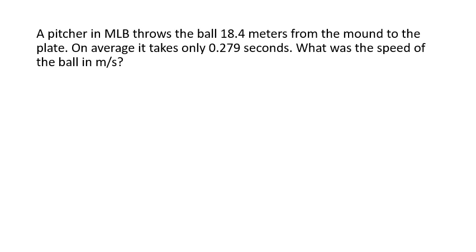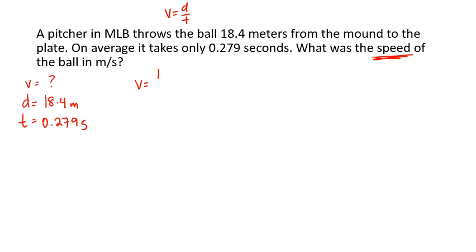Question number 4. A pitcher in MLB, Major League Baseball, throws the ball 18.4 meters from the mound to the plate. On average, it only takes 0.279 seconds. What was the speed of the ball in meters per second? Of course, here's our equation. It gives us 18.4 meters, tells us this happens in 0.279 seconds, and it's asking what is the speed.